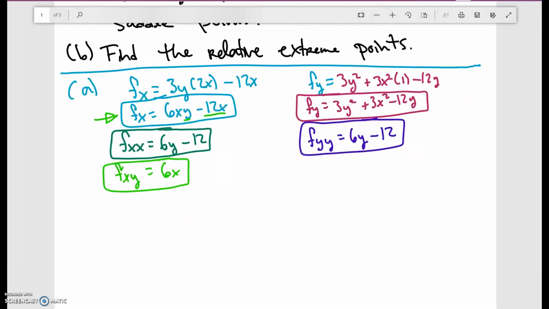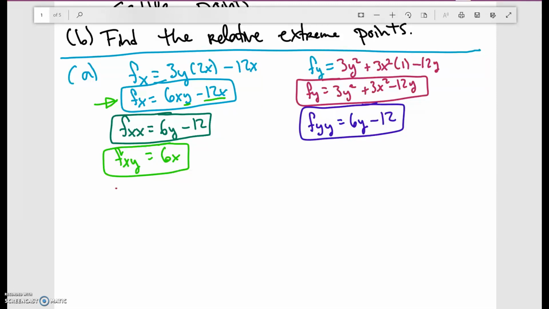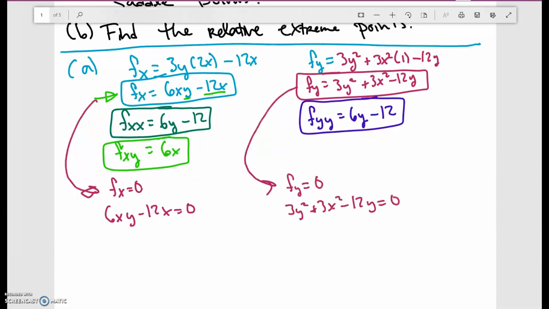Okay, so now I need to figure out what my critical points are. I'm going to take the first derivative with respect to x and set it equal to 0, and also take my other one with respect to y and set it equal to 0. So this one's just going to be 6xy minus 12x is equal to 0. Then I'm going to have this one, which is going to be 3y squared plus 3x squared minus 12y also equal to 0.